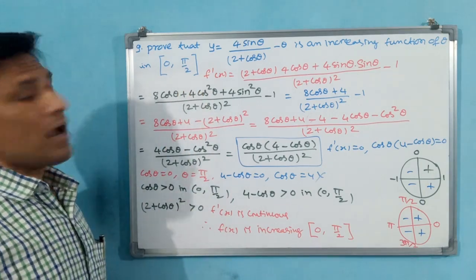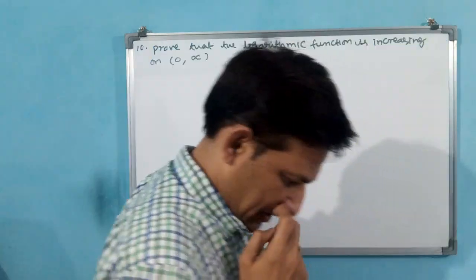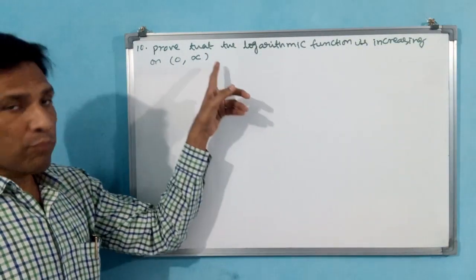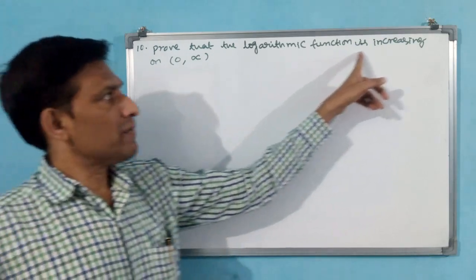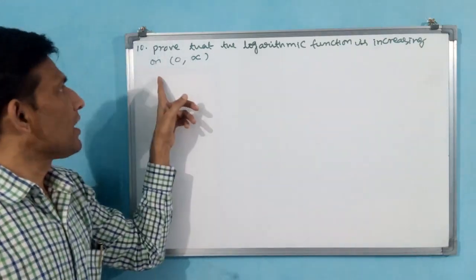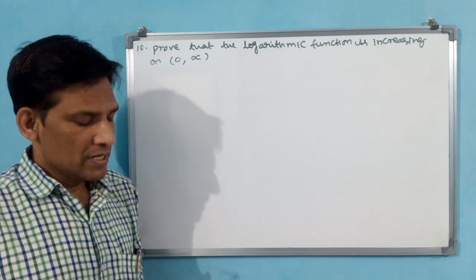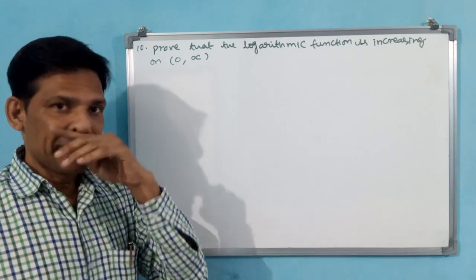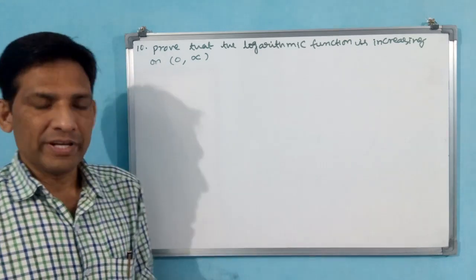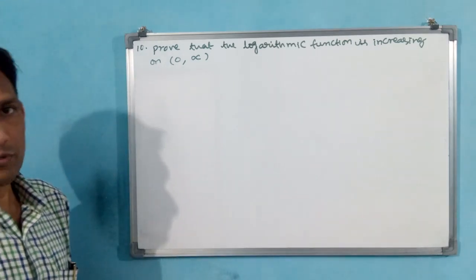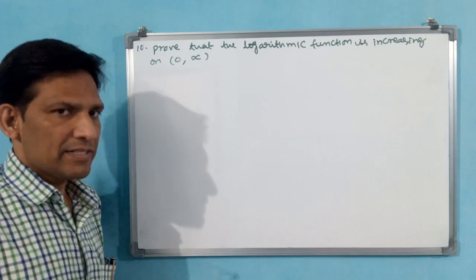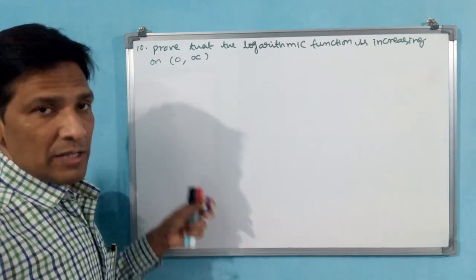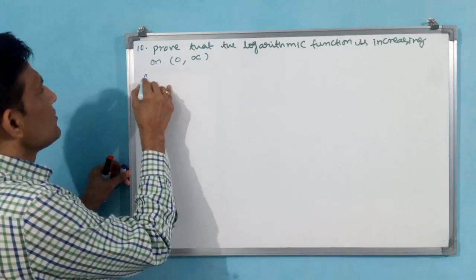Okay, let us go for the 10th question. See the 10th question: prove that the logarithmic function is increasing on 0 to infinity. That means 0 to infinity, positive infinity, after 0. For the logarithmic function, we have to show that this is an increasing function. Okay, we can show it. Logarithmic function means, shall I take f of x is equal to log x?